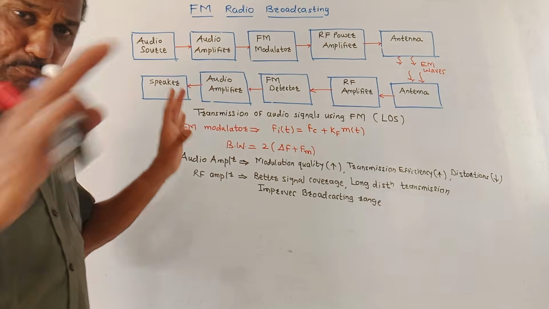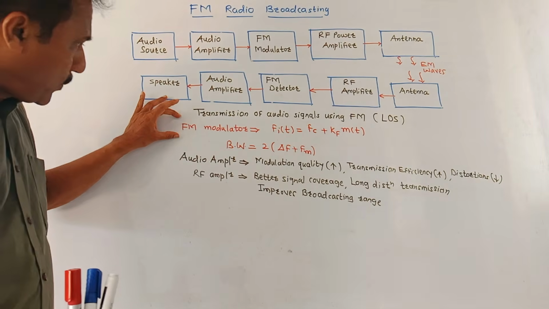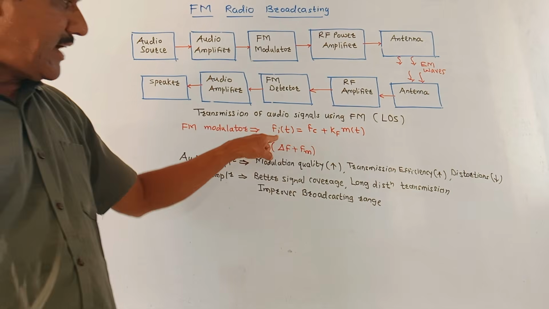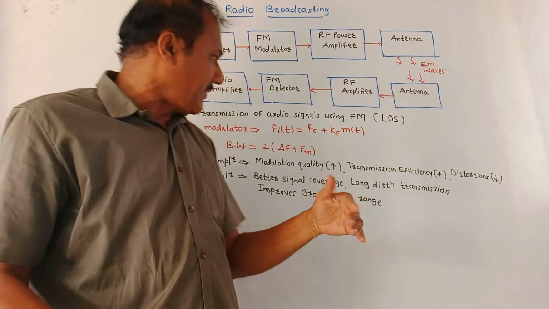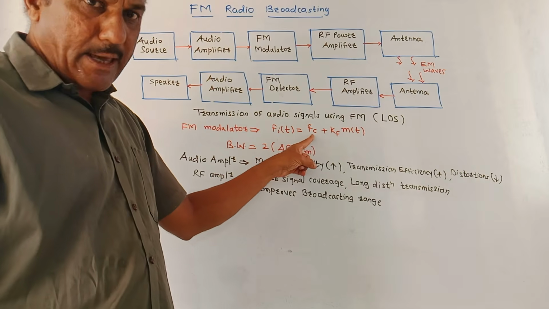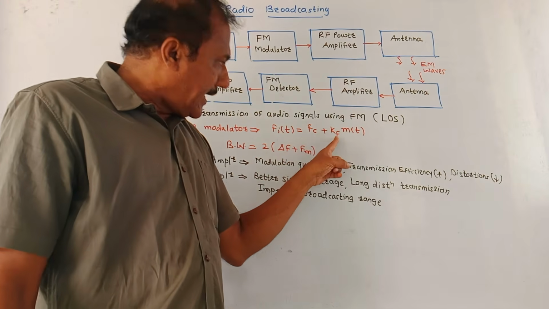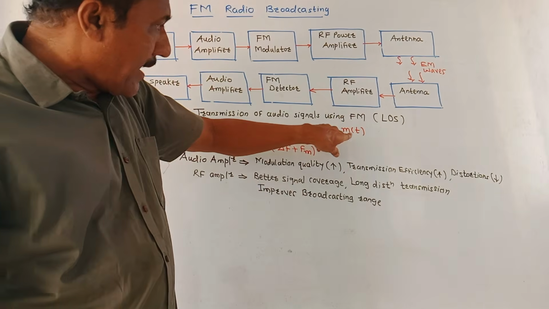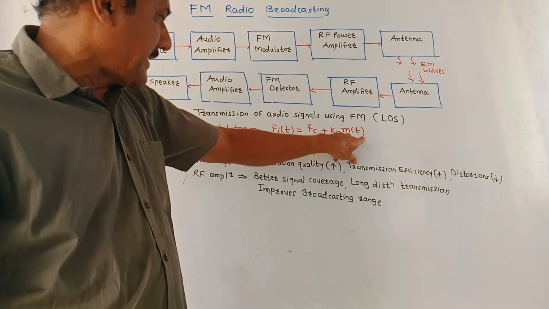Now some important mathematical expressions. The output of the FM modulator is given by the equation fi(t). fi(t) is the instantaneous frequency, equals fc. fc is the carrier frequency. Kf is the parameter related to the sensitivity. m(t) is the message signal.